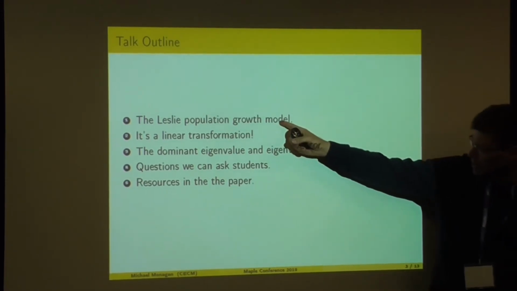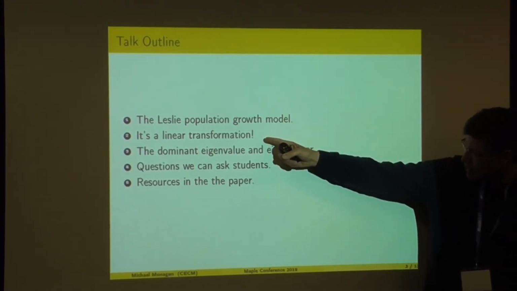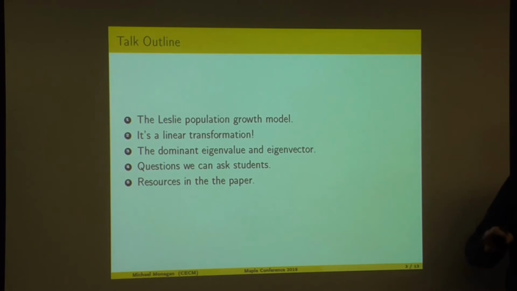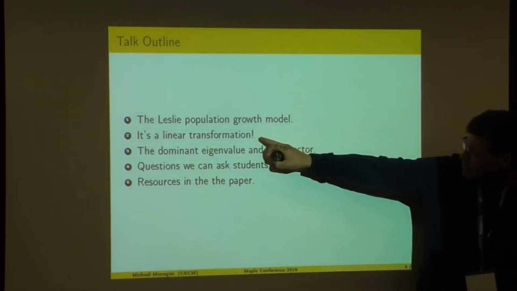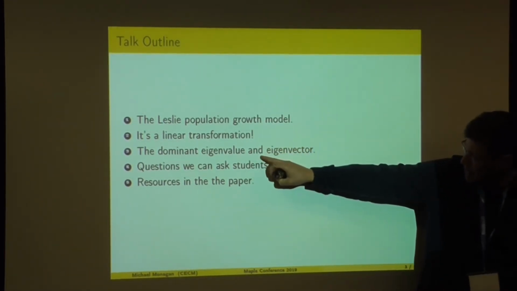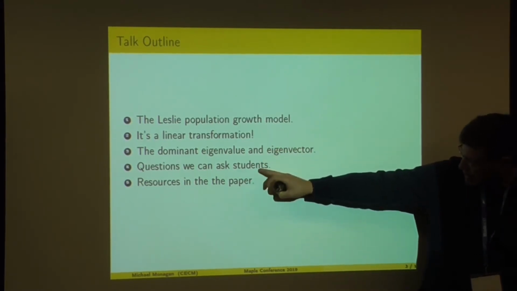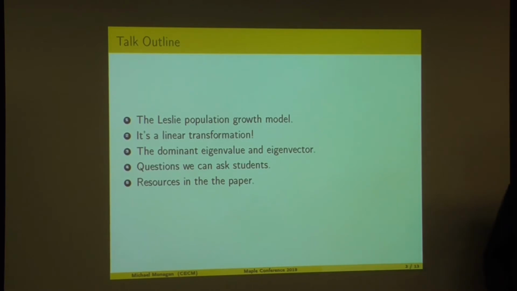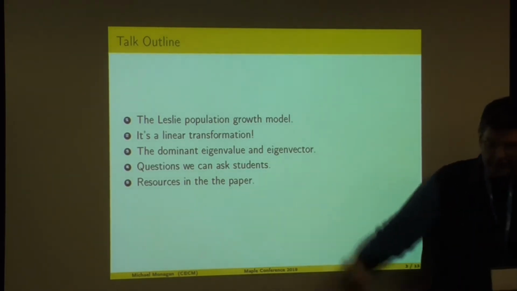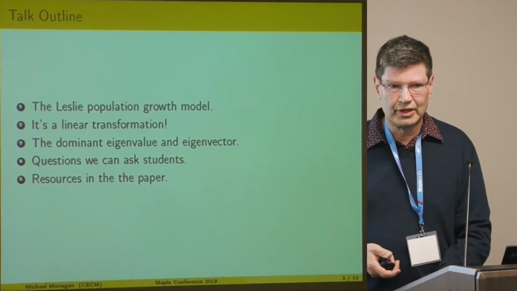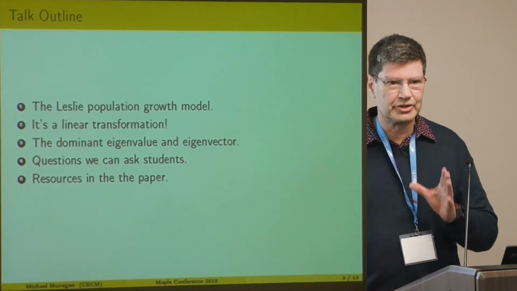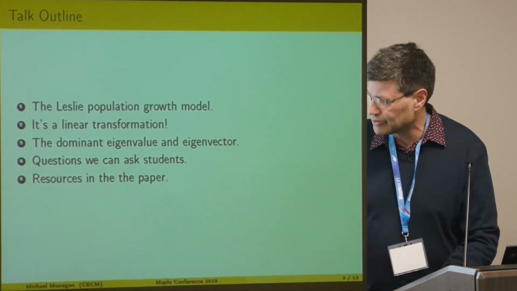I'm going to show you the model. I'm going to give you a class. It's almost like a class, except it has to go faster. I'm going to show you that it is a linear transformation. We're going to take a look at the dominant eigenvalue and eigenvector. And then we're going to have some questions that we could ask students. And then in the paper that I've written, I have some resources. I have some exercises that you can use if you choose to do it.